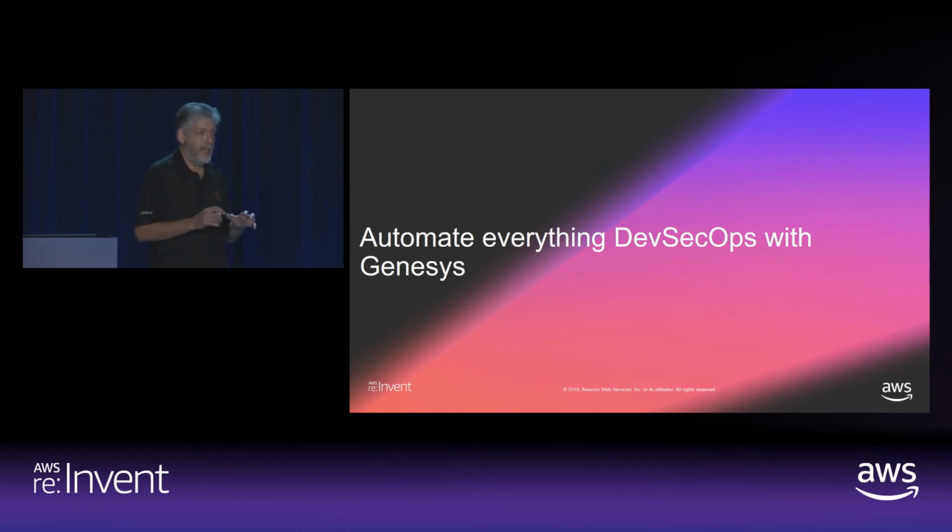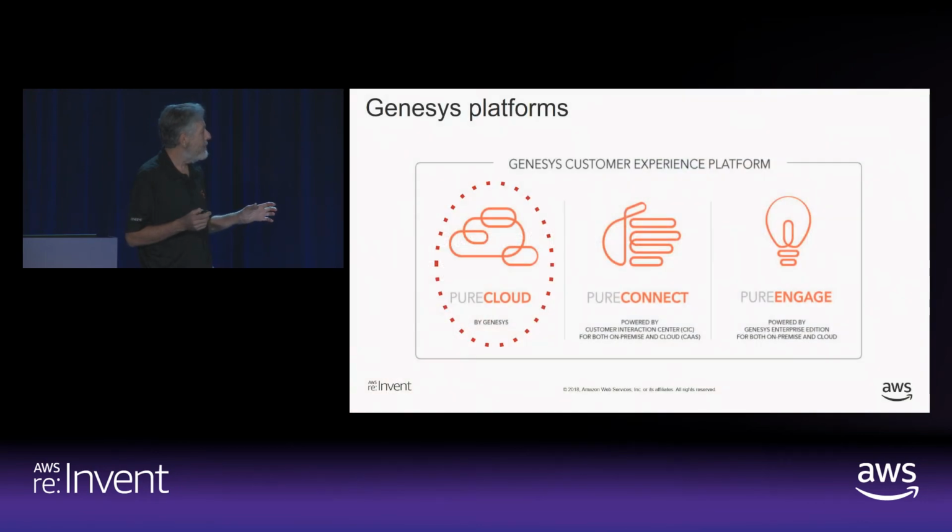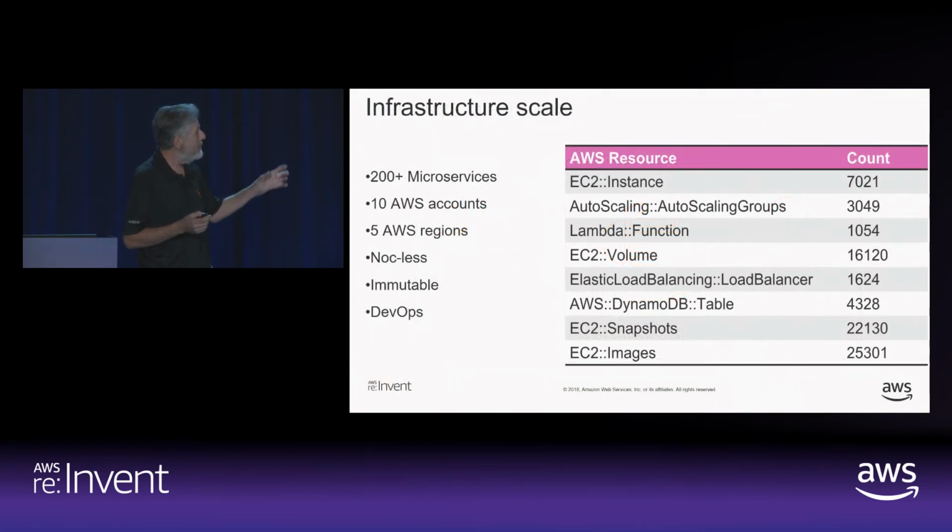So just to get an idea of where we've come from, when I started with what became this particular company, we were a startup, and I think I was employee number 34 or 35. To give you an idea where we're at now, we're at, I think, 7,021 EC2 instances. We've gotten a little big. 200 microservices.